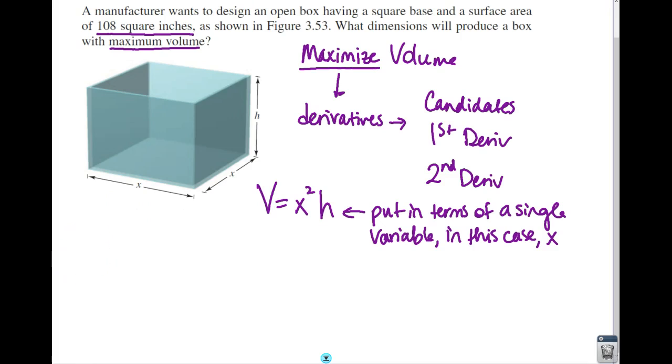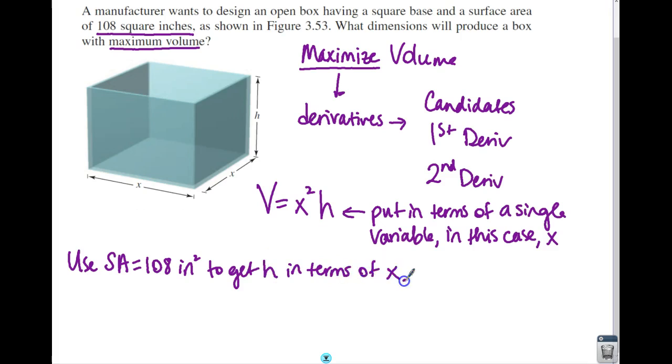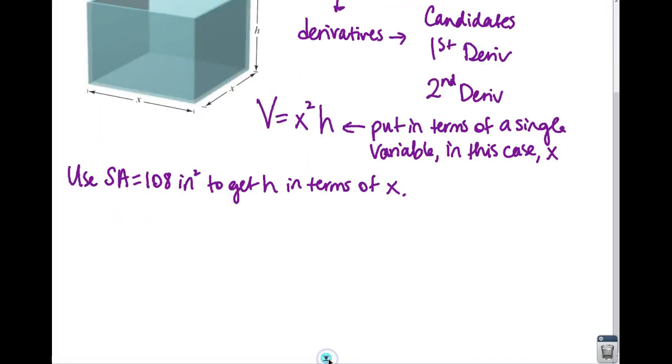We're going to use the fact that our surface area is equal to 108 square inches to get h in terms of x. Okay, so our formula for surface area, 108, is equal to, we have the square base on the bottom, so that's going to just be x squared plus, we have 4 sides of dimensions x by h, so 4xh.